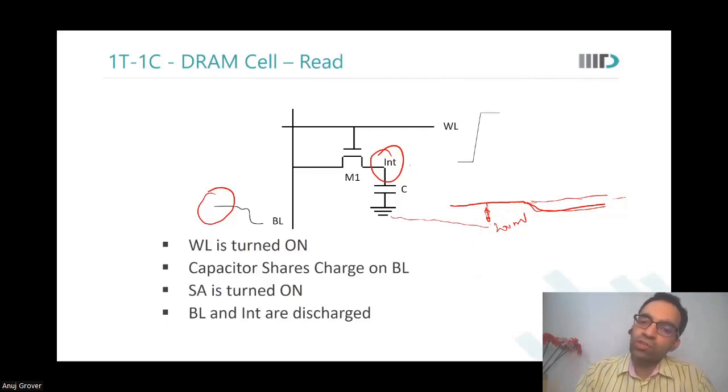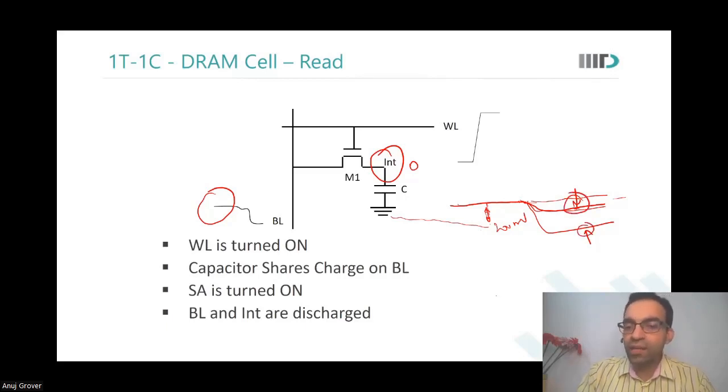On another node, you had stored a 0. In that case, the bit line would have naturally fallen much more. So now the difference between 0 and 1 appears like this. This is pretty close to VDD, but this has to be considered as 1 and this has to be considered as 0.